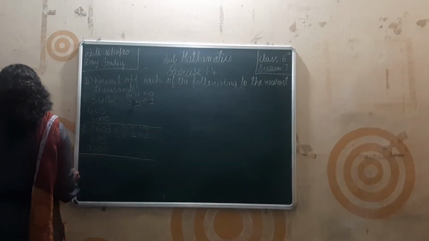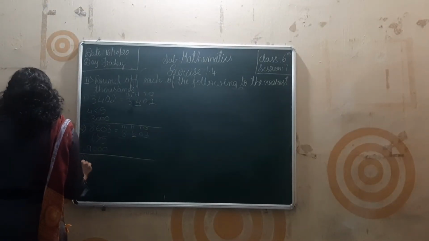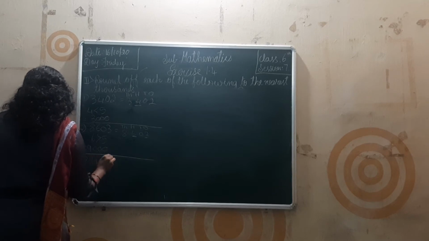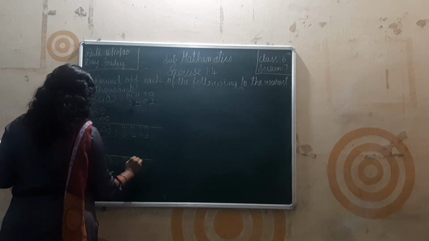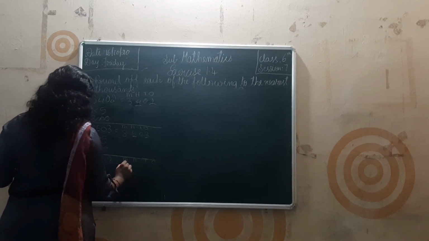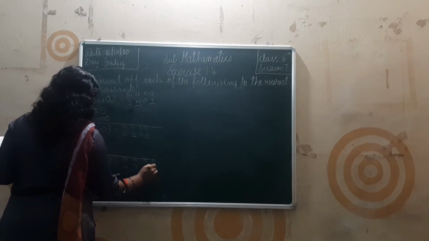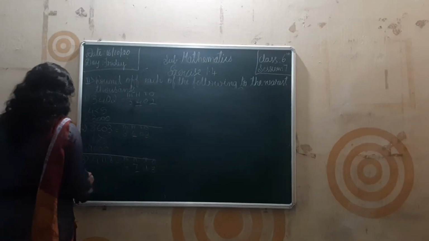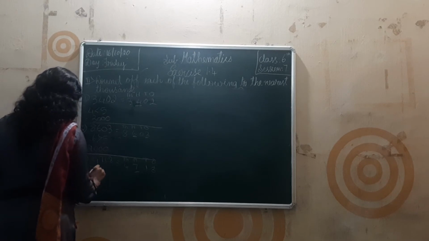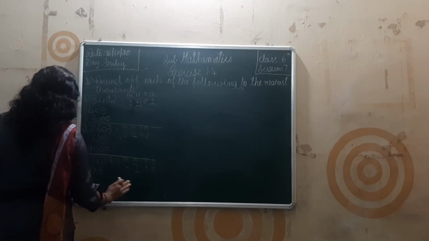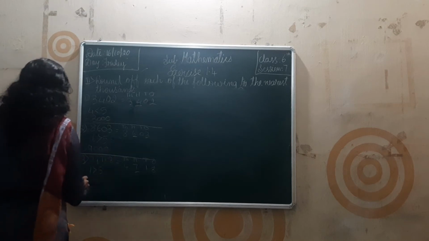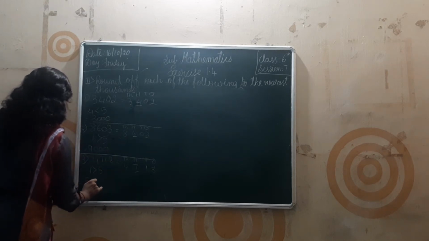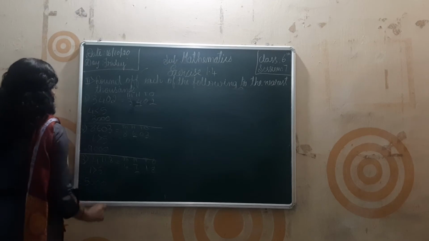Next, third one, 4718, thousands, hundreds, tens, ones. We have to consider the number in the hundreds place, that is 7, which is greater than 5. So we go forward, and it will become 5000.